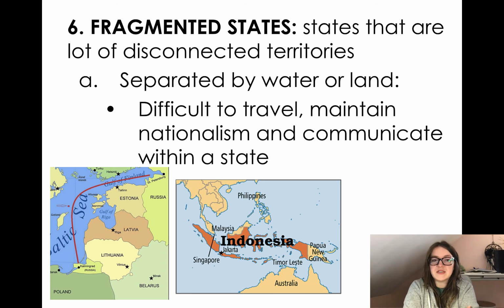So these are states that are disconnected from the major part of the country. So we have disconnected territories. This says a lot, it doesn't actually have to be a lot. It could be one, like Kaliningrad. It is separated by land or water. Some issues with it is that it can be very difficult to travel. It can be difficult to maintain nationalism, that concept of pride in one's country, and it can be difficult to communicate within the state.